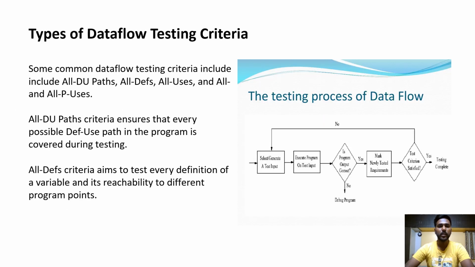Now let's see about types of data flow testing criteria. Some common data flow testing criteria include all DU paths, all defs, all uses, and all P uses. All DU paths criteria ensures that every possible def-use path in the program is covered during testing. All defs criteria aims to test every definition of a variable and its reachability to different program points.